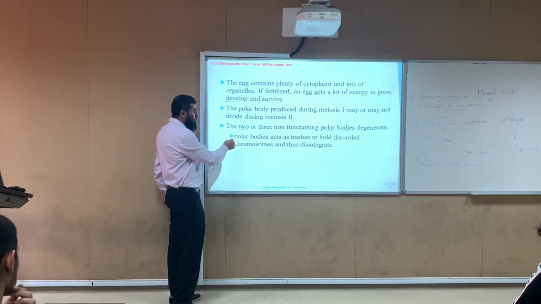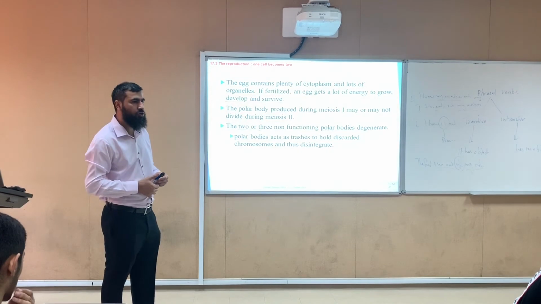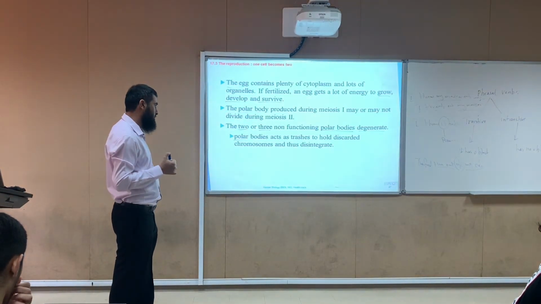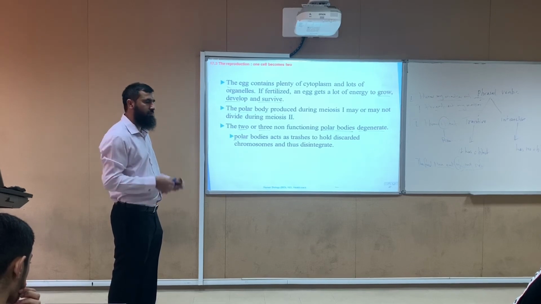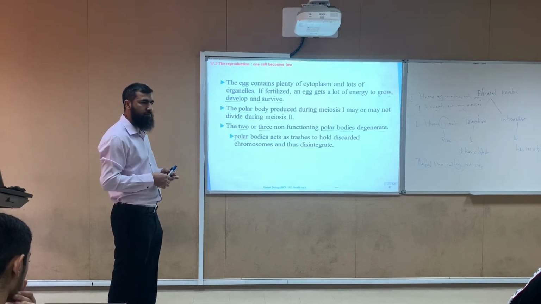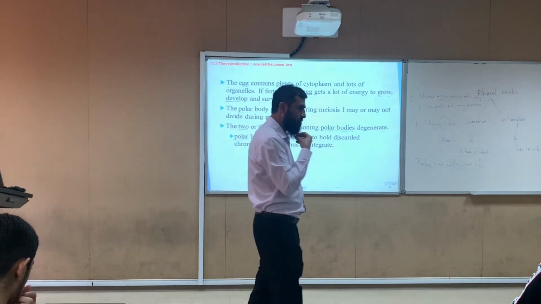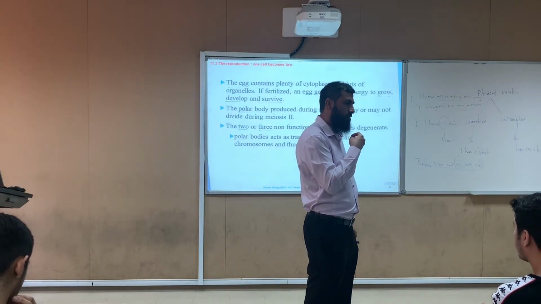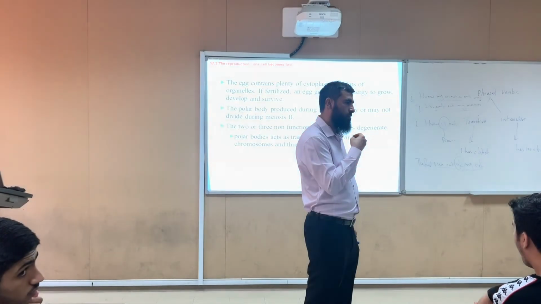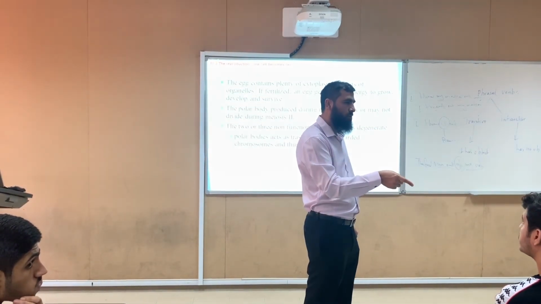So the polar bodies act to remove excess chromosomes during meiosis one and meiosis two. Once they do that, they disintegrate. Doctor, please remind me: meiosis one starts with a 2N cell with duplicated chromosomes, and it undergoes meiosis one.